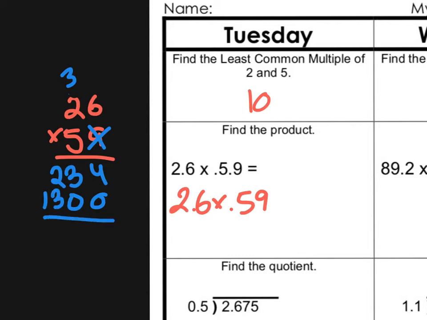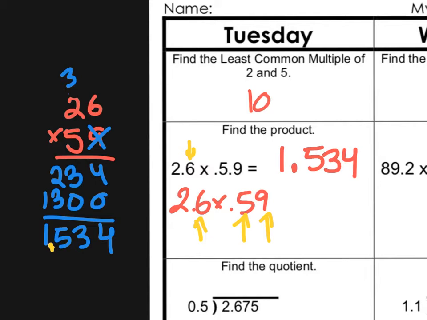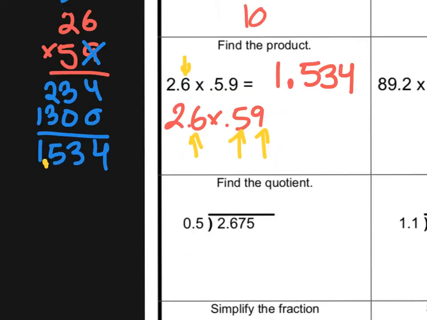4 plus 0 makes 4. 3 plus 0 makes 3. 2 plus 3 makes 5. And the 1's by himself, so just 1. Now we have one digit, 2, 3. We have 3 numbers in all that are behind the decimal, so we'll put 3 numbers behind the decimal. So our final answer would be 1 and 534 thousandths.